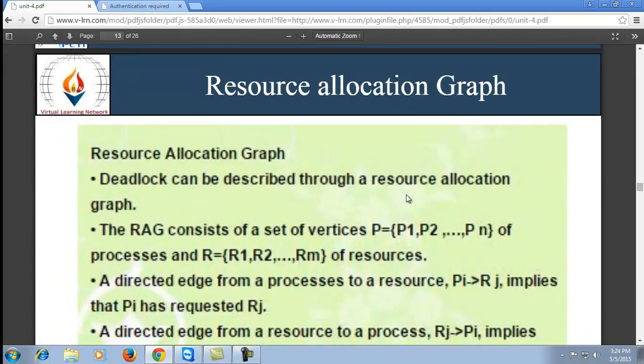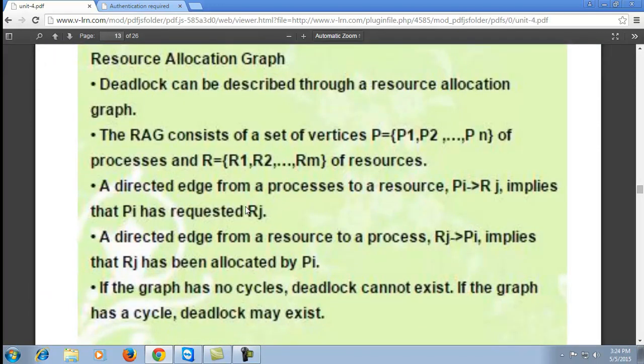So the next topic is the resource allocation graph. A resource allocation graph is a graph in which deadlock can be described in diagrammatic form, using processes represented as P1, P2, and resources represented as R1, R2. In such a situation, a directed edge from a process to a resource, Pi to Rj, implies that Pi has requested resource Rj. A directed edge from a resource to a process, Rj to Pi, means that resource Rj is allocated to Pi.